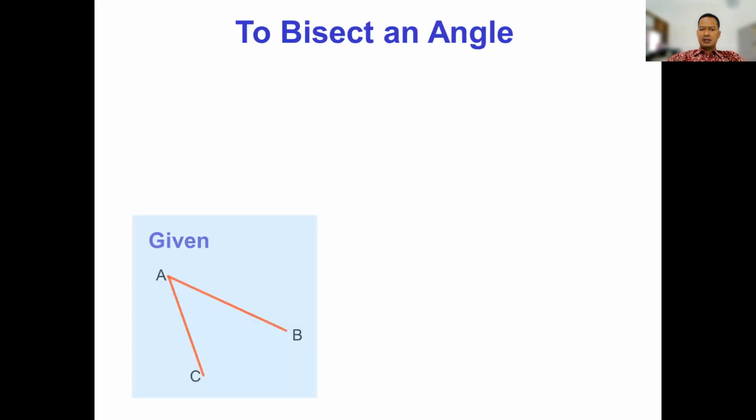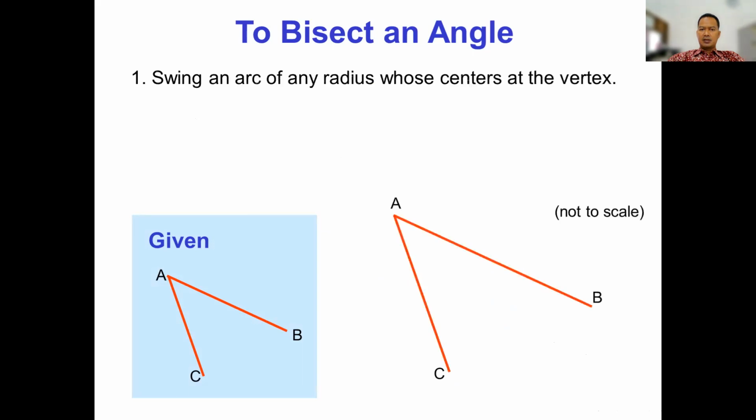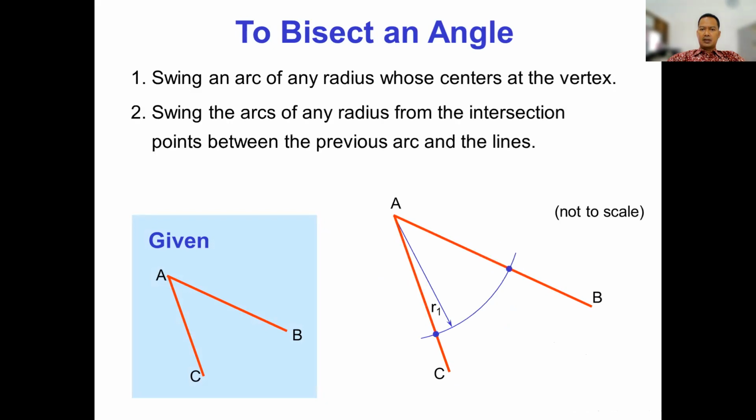To bisect an angle, for example you have lines EB and EC like this. This is not to scale. Then swing an arc of any radius with its center at the vertex, and you will get 2 points. And then swing arcs of any radius from the intersection points between the previous arc and the lines, and then draw the line from A to the intersection point.